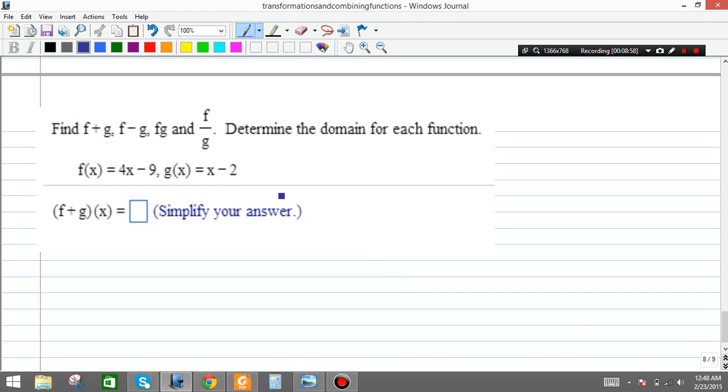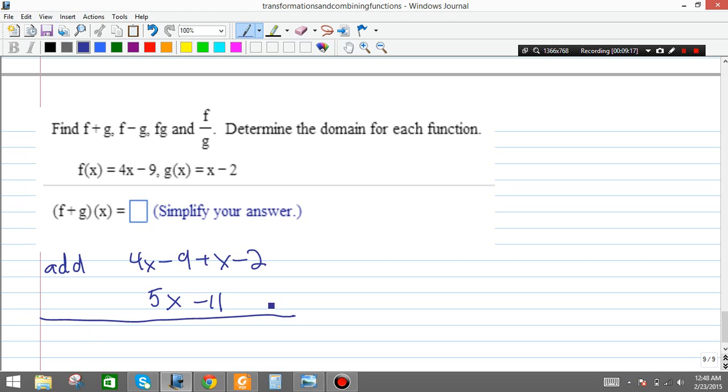Here we're combining functions: adding, subtracting, multiplying, and dividing, and finding the domain. When you add, it's going to be 4x minus 9 plus x minus 2, and it boils down to combining like terms, 5x minus 11. Subtract is exactly what we would expect. It's 4x minus 9, but be careful here, it's minus x minus 2. Distribute the minus sign: minus x plus 2. 4x minus x is 3x, negative 9 plus 2 is minus 7.